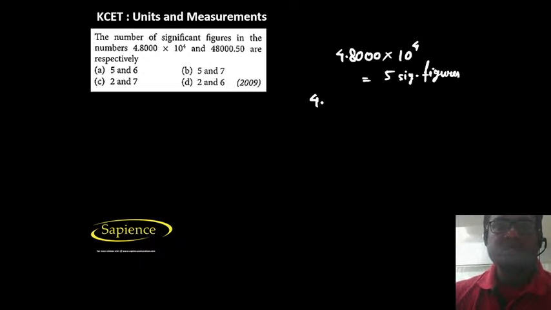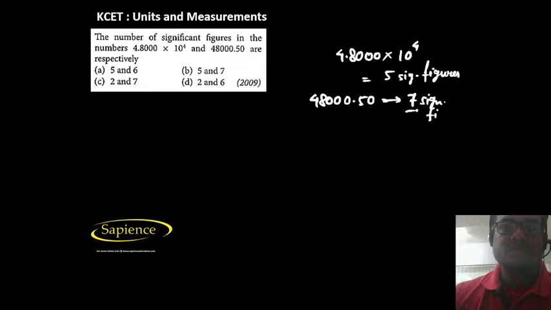And then the number 4800.50 will have 7 significant figures. So 5 and 7. Therefore, the correct answer is option B.